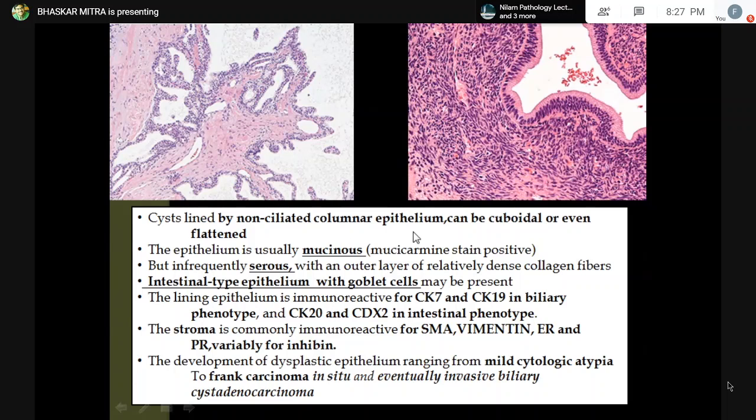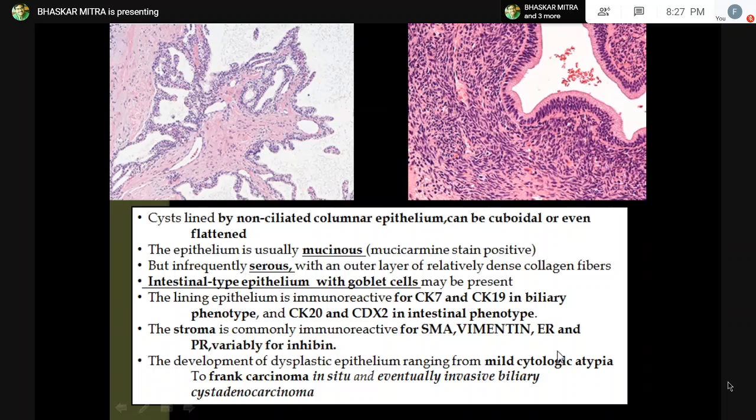They are non-stratified columnar epithelium, can be cuboidal. They may show mucinous changes with mucicarmine stain positivity. They may be serous. Sometimes they show intestinal type of epithelium with goblet cell changes. If the lining is biliary type, then they show CK7 and CK19 positivity. If it is intestinal type, they show CK20 and CDX2 positivity. And the stroma shows strong positivity for SMA, vimentin, ER, PR, even inhibin.